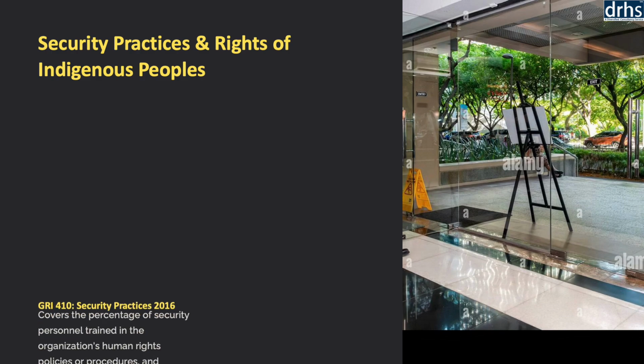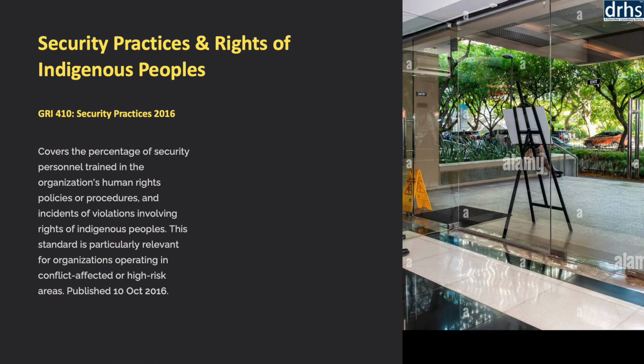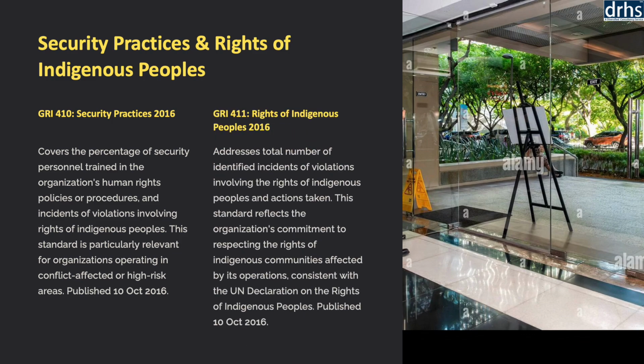GRI 410, Security Practices, 2016, addresses the conduct of security personnel, requiring alignment with internationally recognized human rights principles. It mandates disclosures on training, policies, and incidents related to the use of force or rights violations, particularly in sensitive or conflict-affected regions. This ensures that security functions operate not merely as protective mechanisms but as ethically governed components of organizational practice.